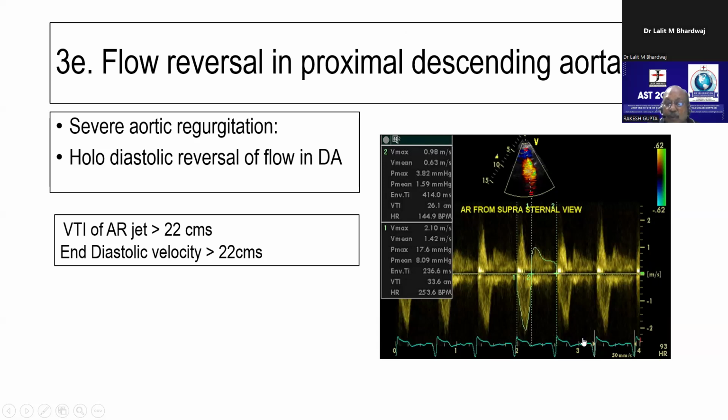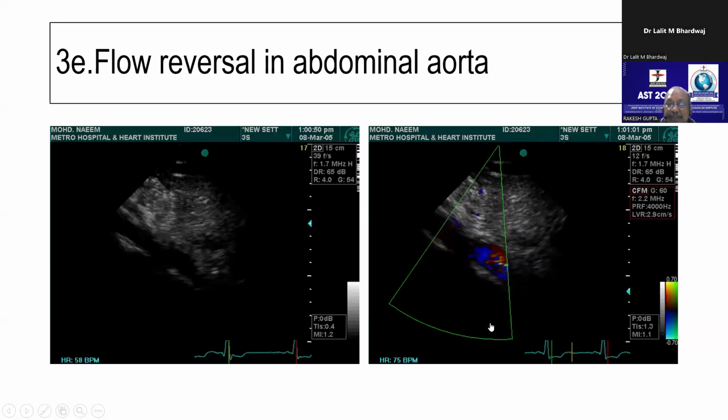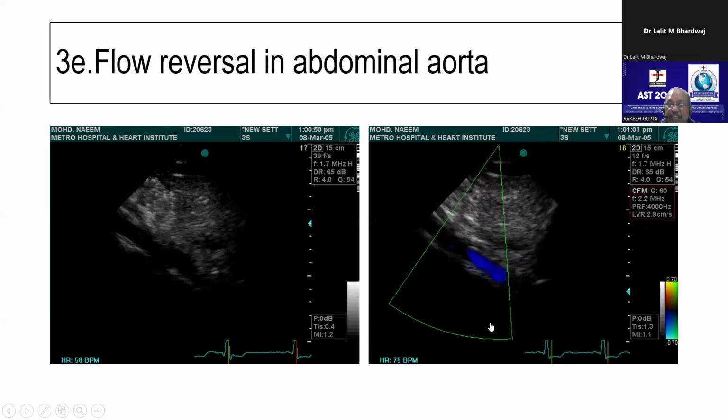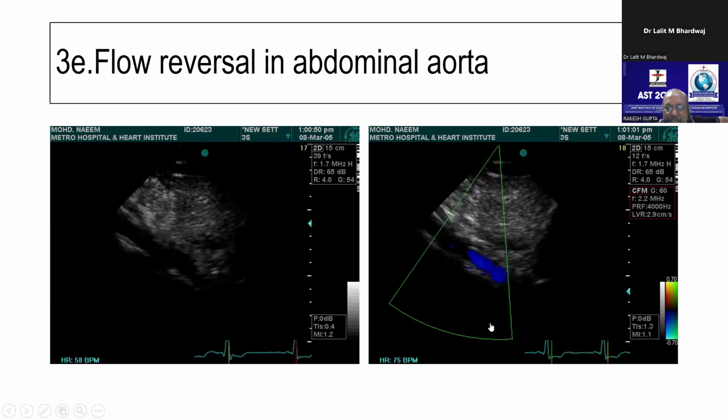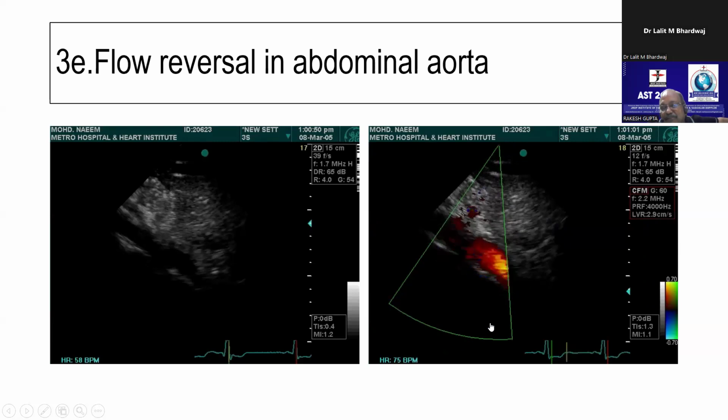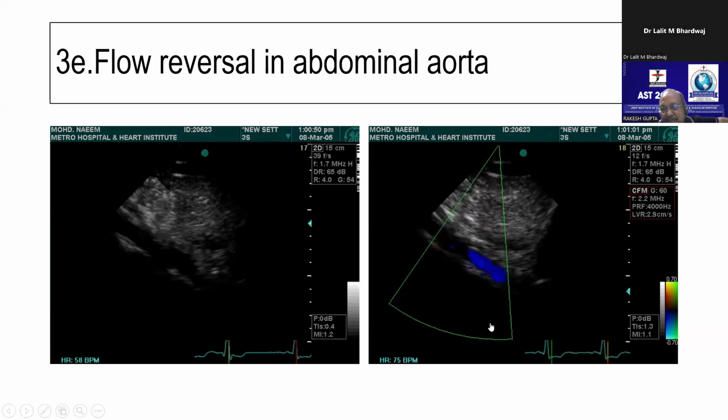For that matter, in a subject who has got a severe aortic regurgitation, what is the most important clinical sign? Wide pulse pressure. Correct? So what is wide pulse pressure? Rapid runoff. The diastolic pressure is very low, in cases it may go to zero.